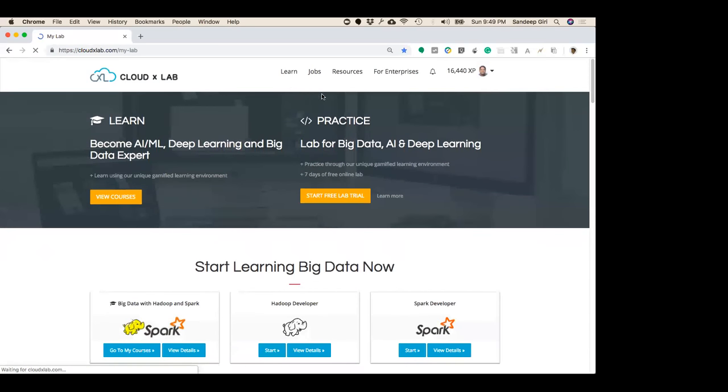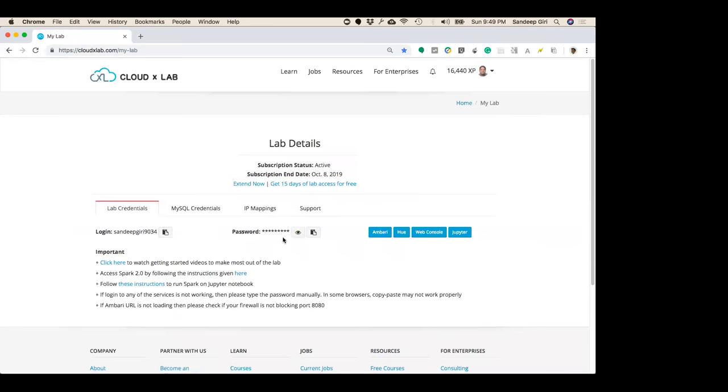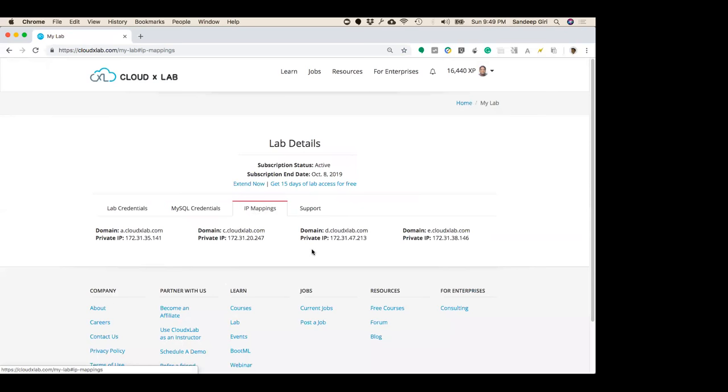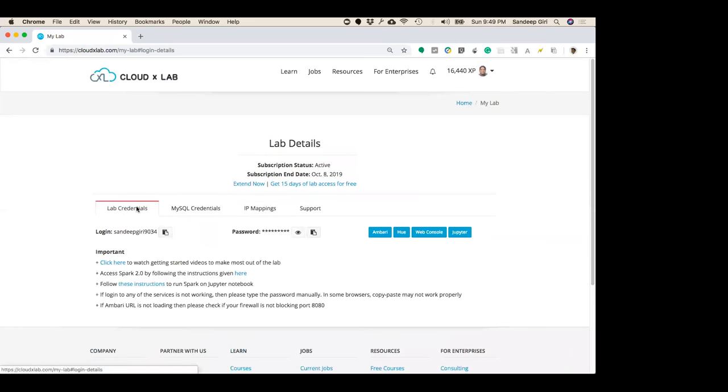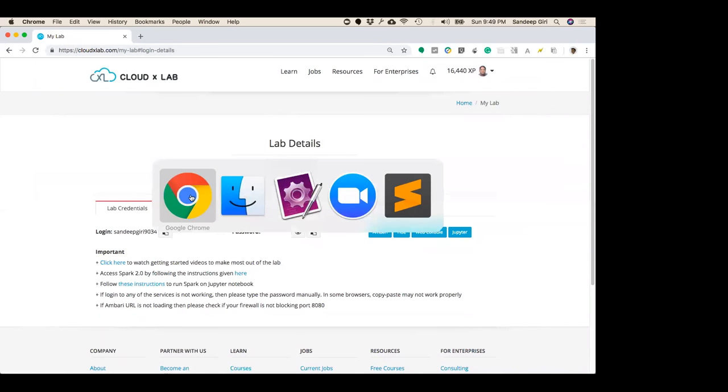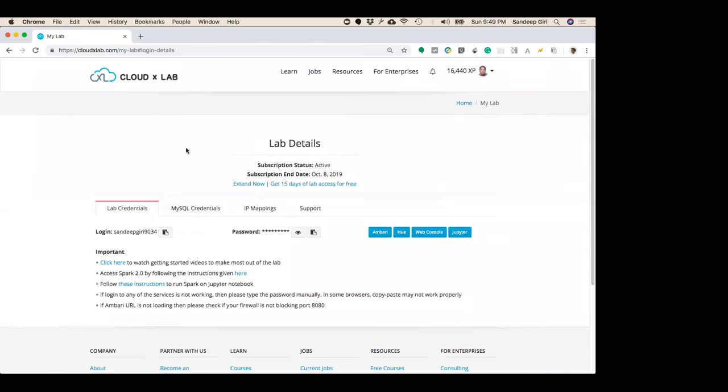If you go to my lab, you will see your login and password, and you have MySQL credentials, and you have the IP mappings. A question from Lakshmi is, are we going to cover Spark today? We're going to cover the basic ecosystem of Spark today, and that's pretty much what will be there today. If you have already attended this session, you can join next Saturday and we will continue from the recap.